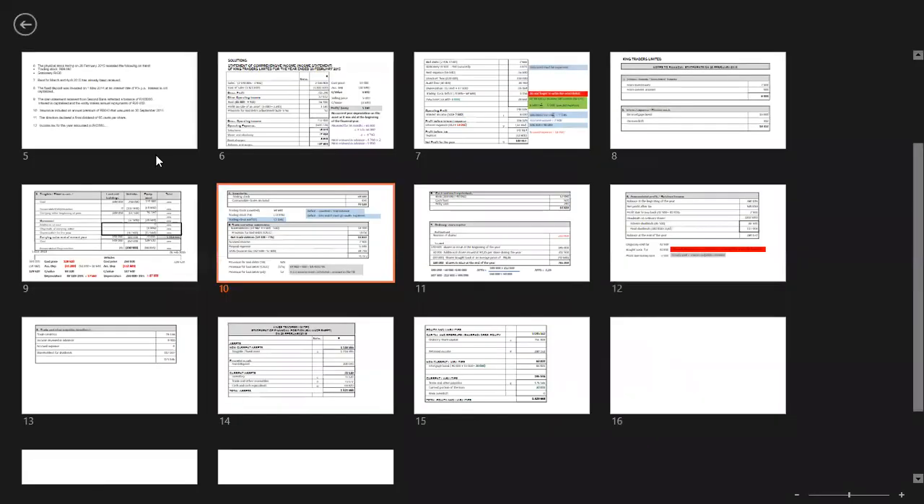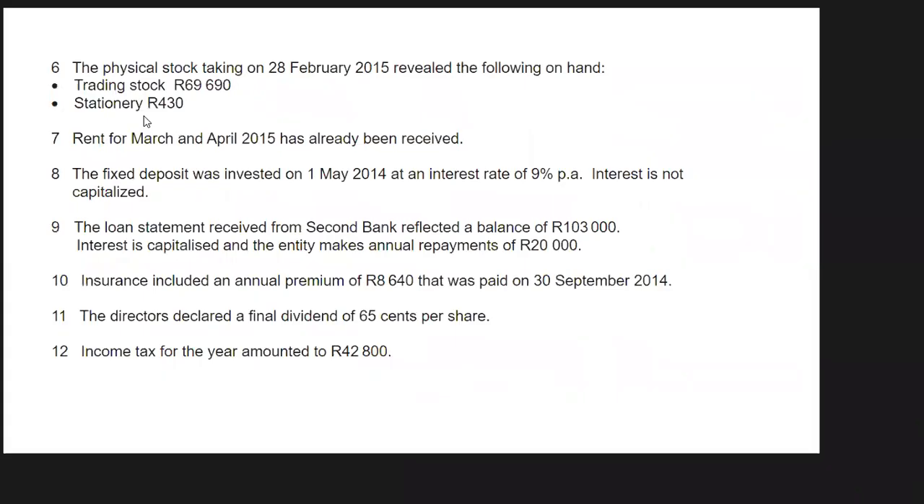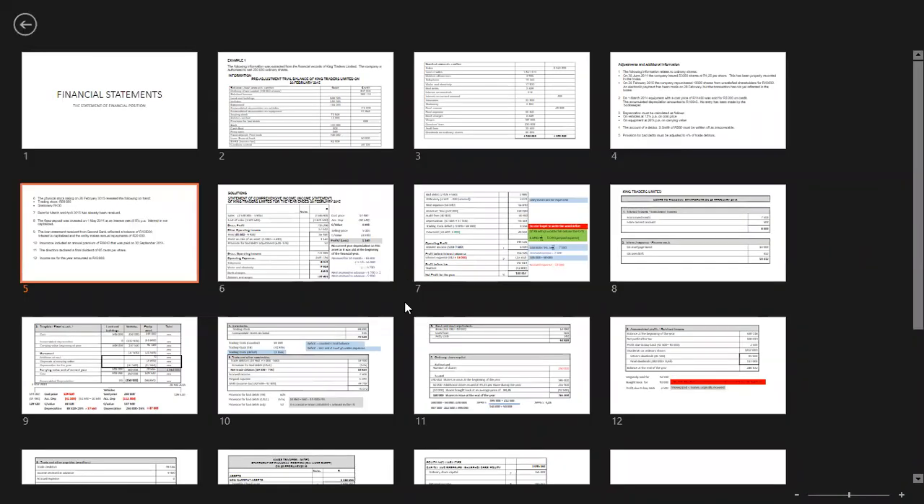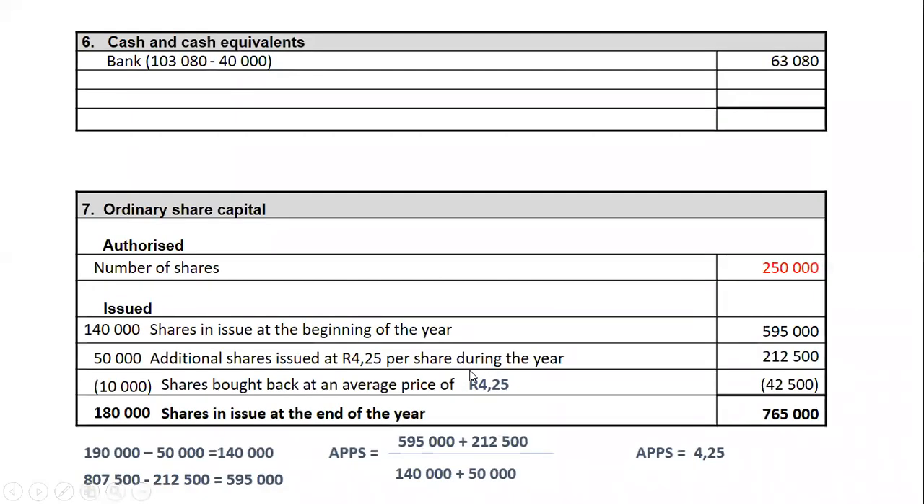Okay, the next transaction relates to dividends. The directors declared a final dividend of 65 cents per share. They said nothing about who qualifies and doesn't qualify. So we're going to take our closing number of shares. How much do we have as our closing number of shares? Our closing number of shares as per ordinary share capital is 180,000.